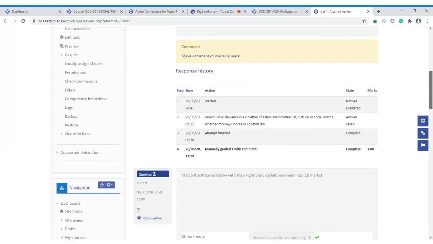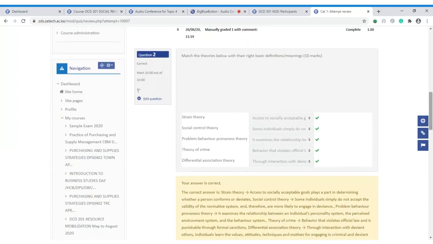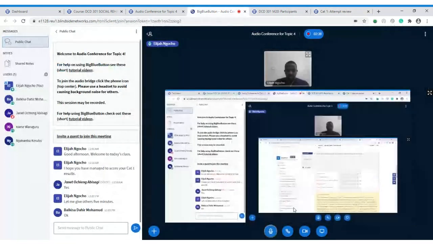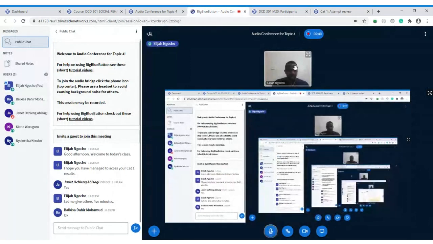That is social deviance. The second question was to match the theories below with their right basic definitions. I mentioned and have been mentioning that we will be discussing a lot of theories. Today we are discussing one called social norm theory. I wouldn't require you to remember everything, just remember the main definition. Then the rest you can create as you move along.